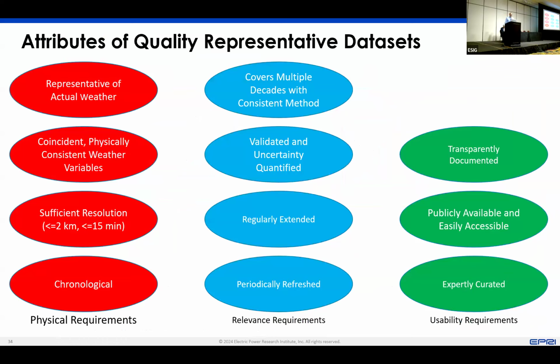So John talked about attributes of quality representative data sets. Unfortunately, we have a TV screen that's flickering back and forwards here, so it's a little distracting.